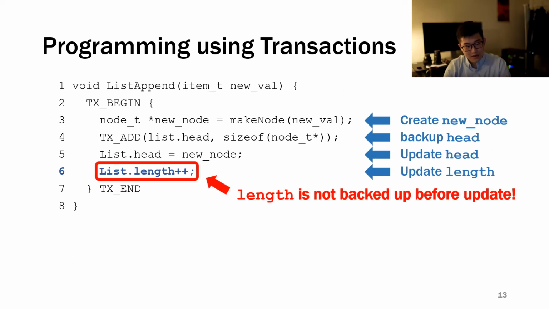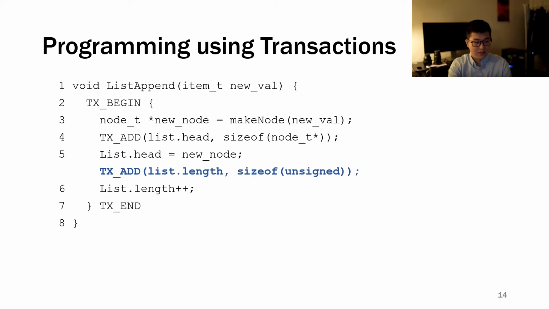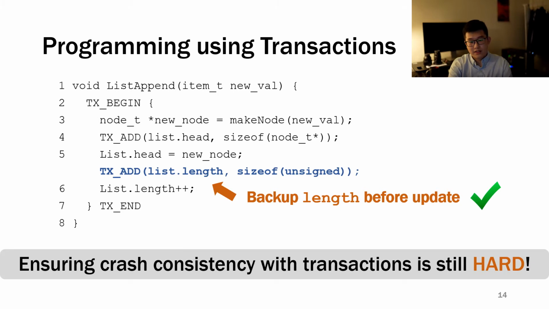In this example, although we have the TXadd for the head, the program misses a TXadd for the original length. So the length is not backed up before performing the update. The consequence could be that the recovery program may need the length for correct traversal of the list. If the length still has the old value, some of the items might be missed in the end. The fix is to add a TXadd before the length update to make a snapshot for recovery. And now it is correct.